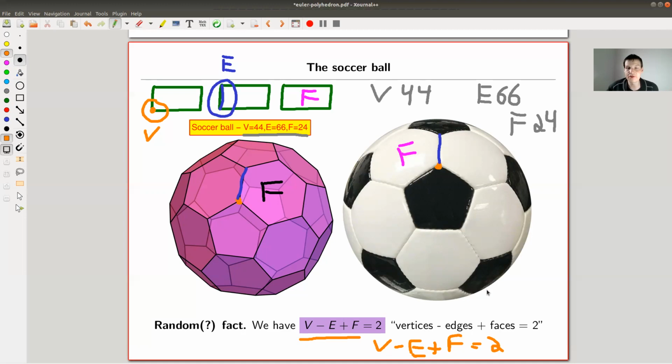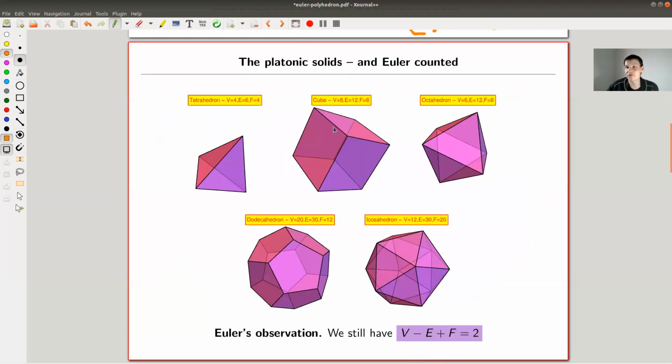Okay, if you do the count for the soccer ball and you get 2, well, okay, you get 2, right? 2 is not a really special number. You could have gotten -2 or 0 or who knows. So if you just do the count for one polyhedron like the soccer ball, you will get something. But Euler's observation is that you always get 2. So what he really did, of course, was not counting faces, edges, and vertices of a soccer ball.